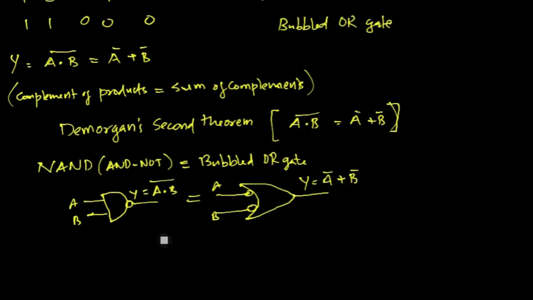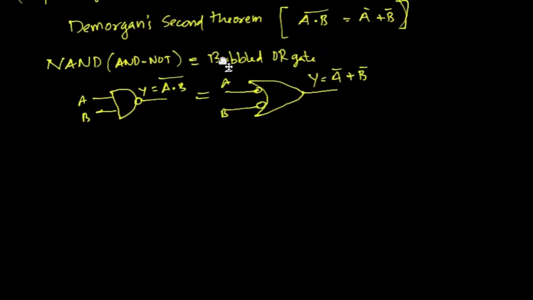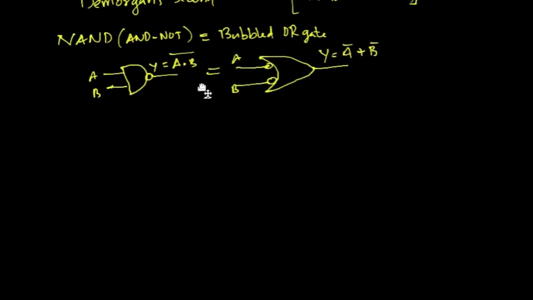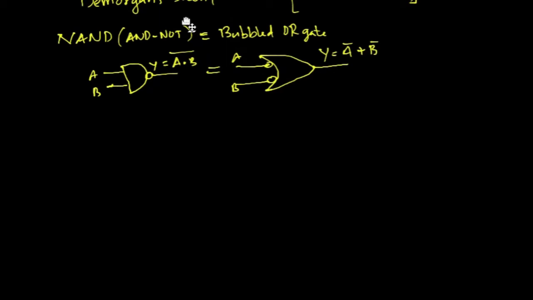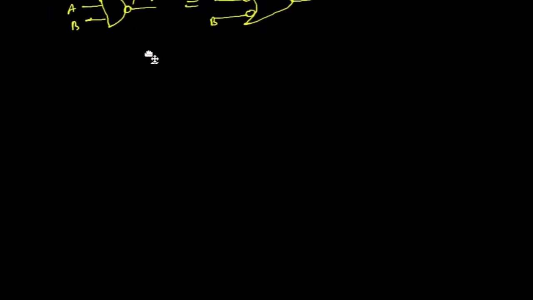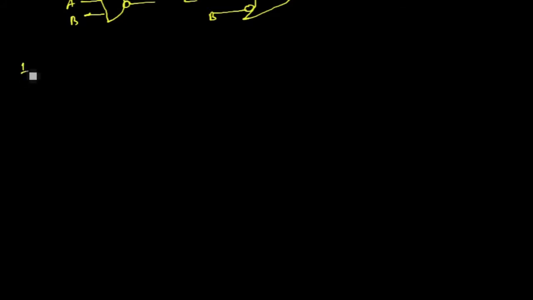So that's all about De Morgan's second theorem. Now come back to this NAND gate. There is a single IC consisting of NAND gates. The IC 7400 is a NAND gate IC, which is also a 14-pin IC.